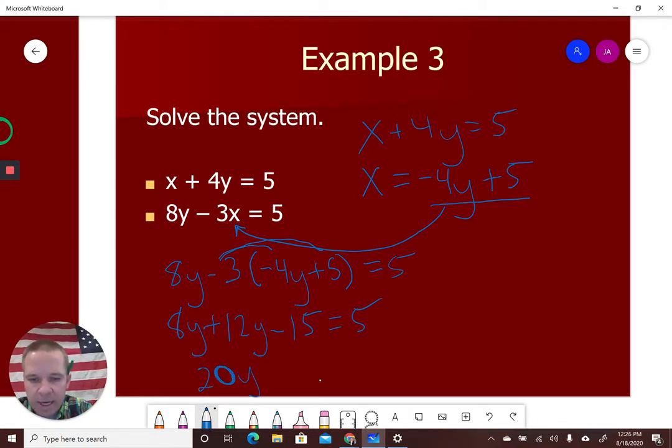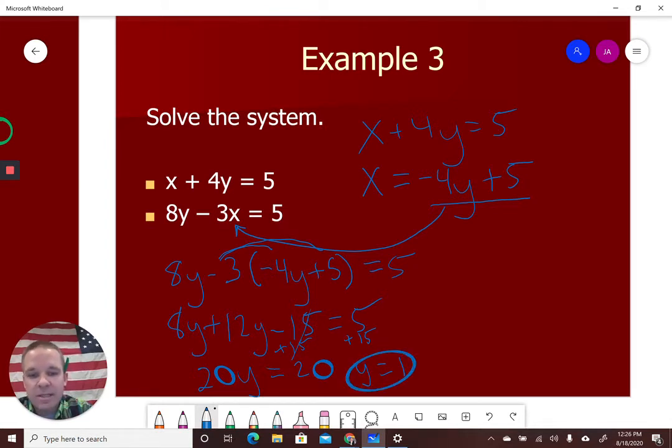And because I want to, I'm going to add the 15 over to the other side. Add 15. We'll add it to both sides, which cancels it here. And I get 20. Wow, this is wonderful. So I'm going to have y equals 1. And now I'm going to plug back in.